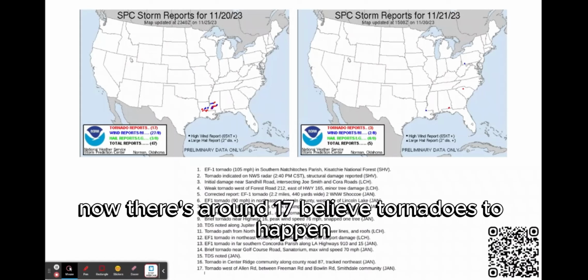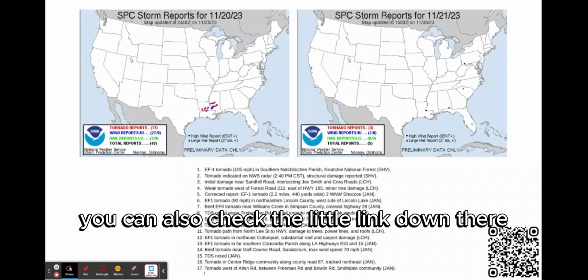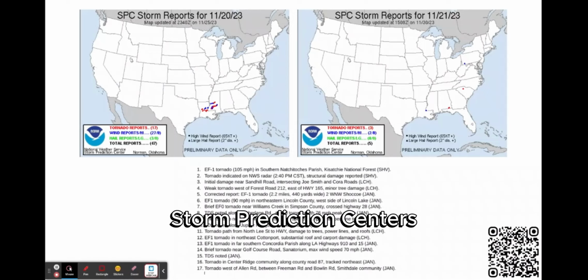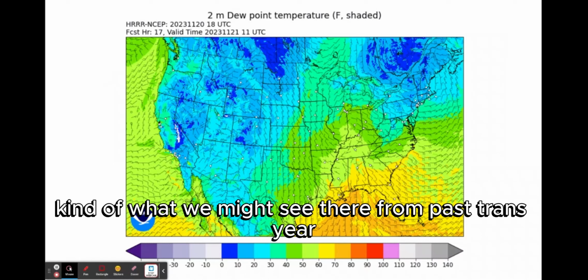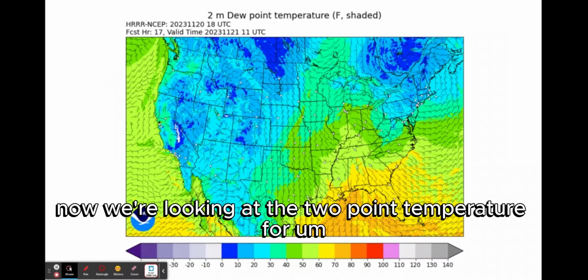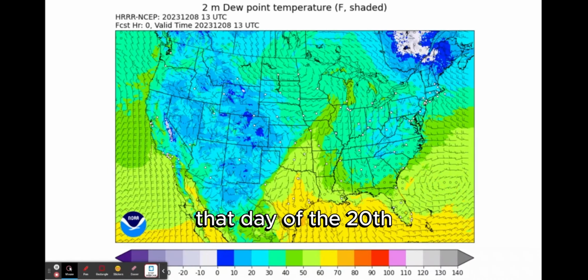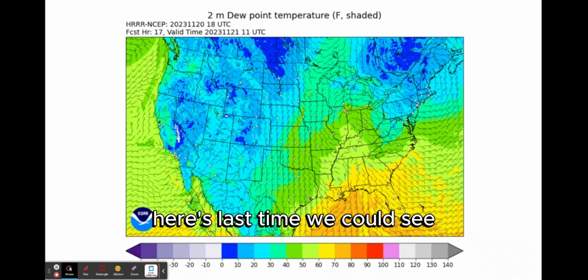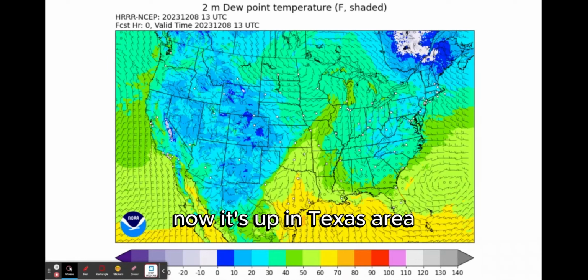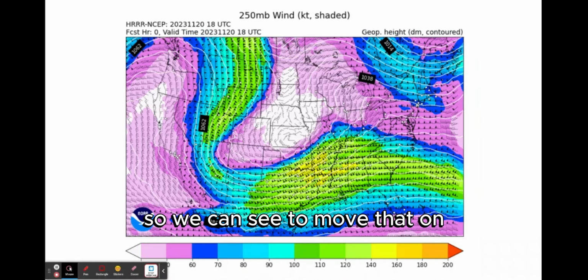Now, there's around 17 believed tornadoes to have happened. You can also check the little link down there at the Storm Prediction Center's survey of it. So you could definitely see that it's about what we might see there from past trends. Now we're looking at the dew point temperature for that day of the 20th, and this is tomorrow. And you could definitely see that there is a lot of correlation showing that it's about the same. Here's the last time, where you could see it's over in Louisiana. Now it's up in the Texas area, so we can see it move that way.